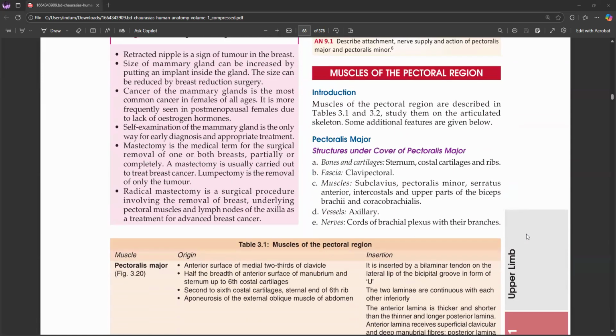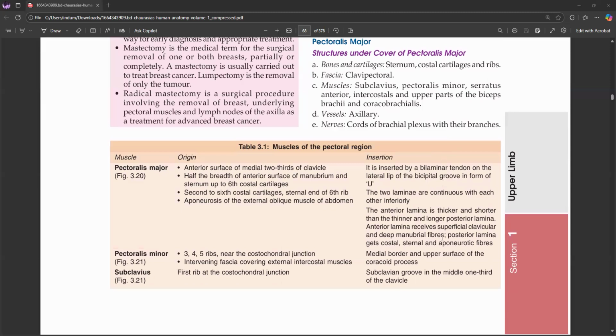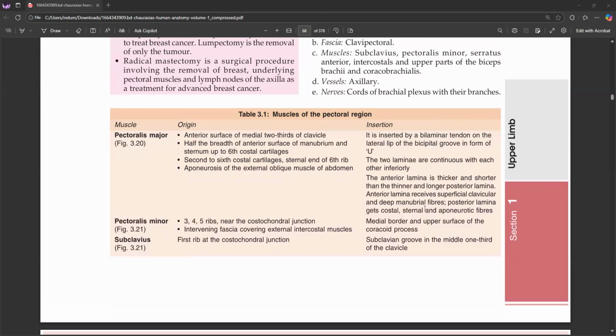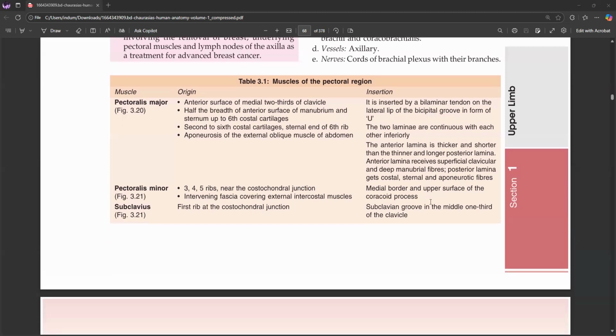Muscles of the pectoral region. Introduction. Muscles of the pectoral region are described in tables 3.1 and 3.2. Study them on the articulated skeleton. Some additional features are given below. Pectoralis major. Structures under cover of pectoralis major. Bones and cartilages: sternum, costal cartilages and ribs. Fascia: clavipectoral. Muscles: subclavius, pectoralis minor, serratus anterior, intercostals, and upper parts of the biceps brachii and coracobrachialis. Vessels: axillary. Nerves: cords of brachial plexus with their branches.